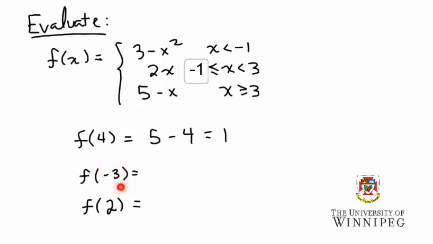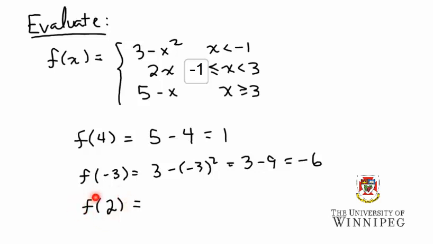Next, if x is equal to negative 3, that means that x must lie on this interval. Negative 3 is less than negative 1, so we're going to use this piece here to do our evaluation. In this case, we're going to get 3 minus negative 3 squared. This is equal to 3 minus 9, which is negative 6.